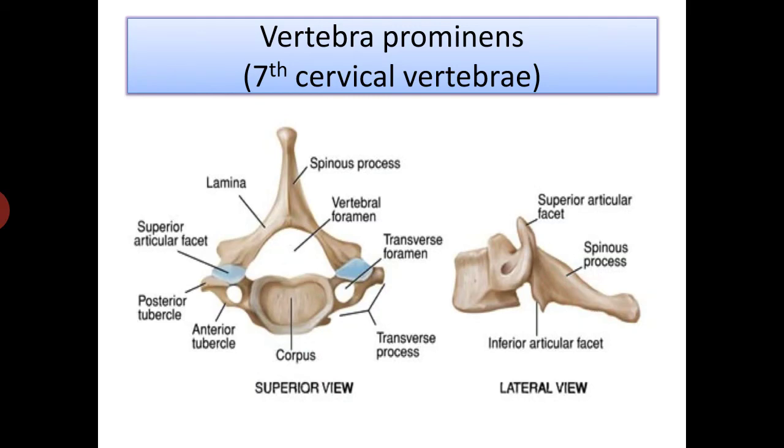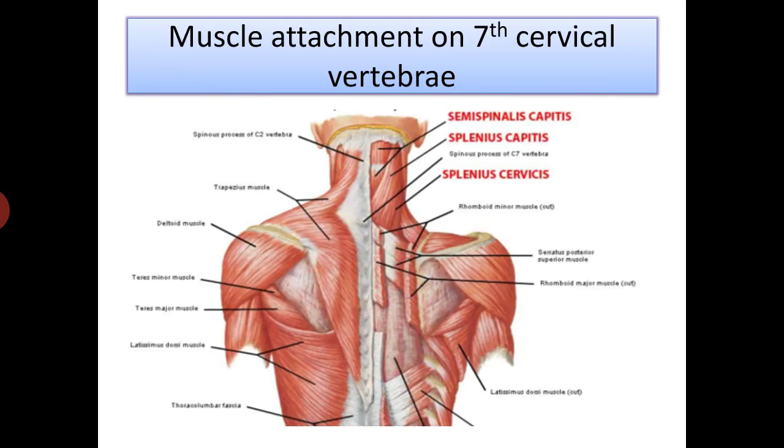Now some attachments on the seventh cervical vertebra. The tip of the transverse process will give attachment to the ligamentum nuchae. It also gives insertion to the trapezius muscle, and origin to the splenius capitis and splenius cervicis muscles. It also gives attachment to the rhomboideus minor and the serratus posterior superior muscle, as well as some deep muscles of the neck attached to the spinous process and the transverse process of the seventh cervical vertebra.